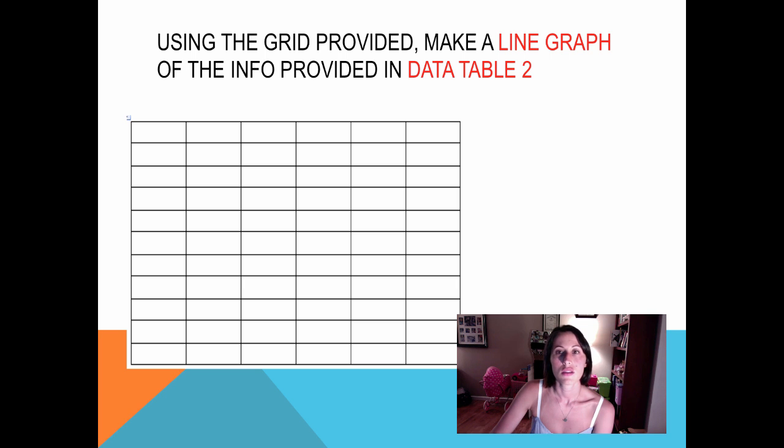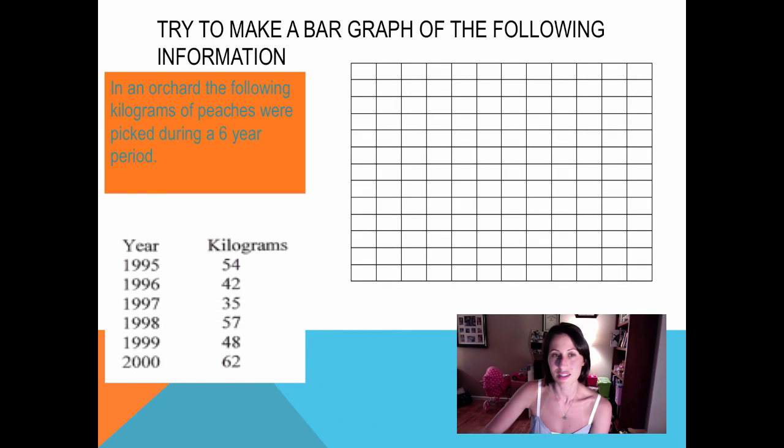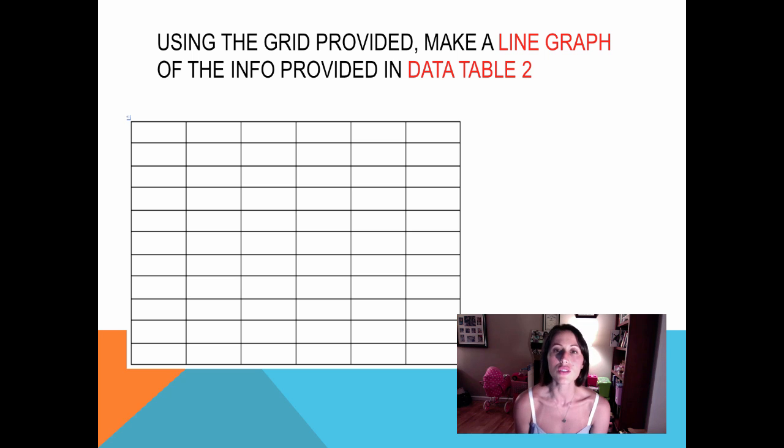All right. Now we're going to do the same thing, but I want you to do this for data table 2. So go ahead, do the same type of thing. You're going to follow the same steps, and you're going to use data table 2 from your information sheet that you already filled in, and you're going to create this graph. So go ahead and hit pause, make the graph, and then hit play when you're done.